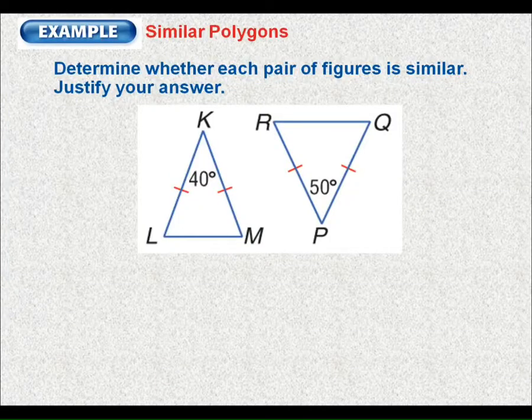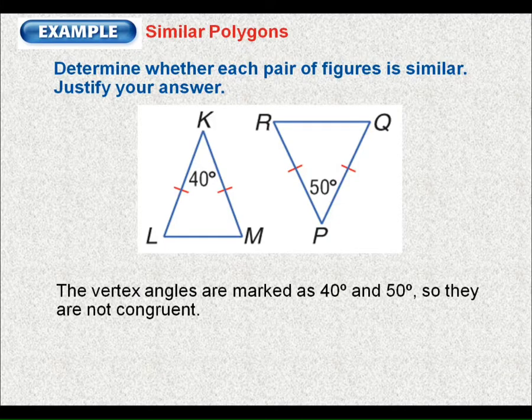So looking at these figures, I just want to know, are these similar or not? Are these two triangles similar? Is one a bigger version of the other with the same angles? Are their sides proportional? Just by looking at these, would you say these are similar or not? Is one a bigger version of the other, where their angles match up?